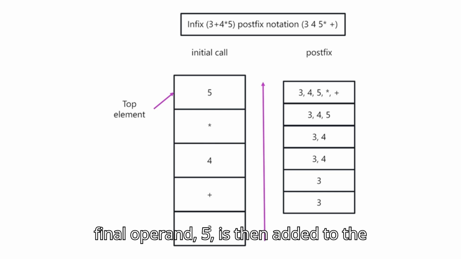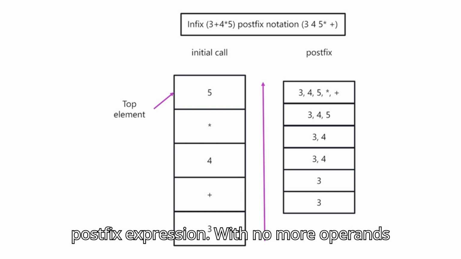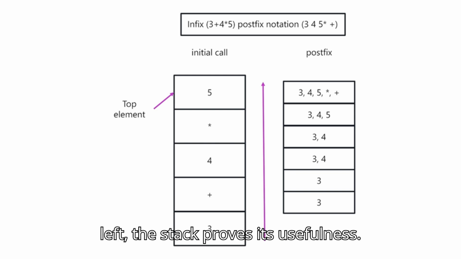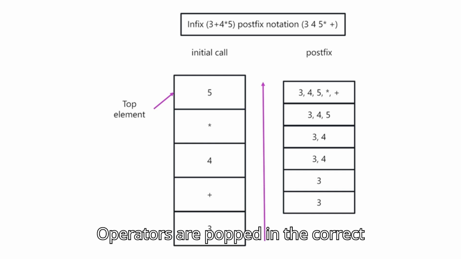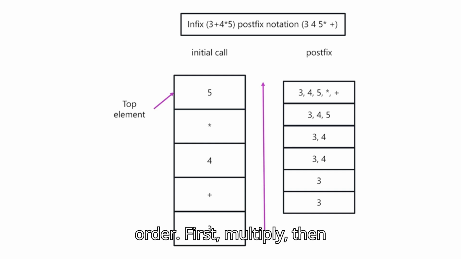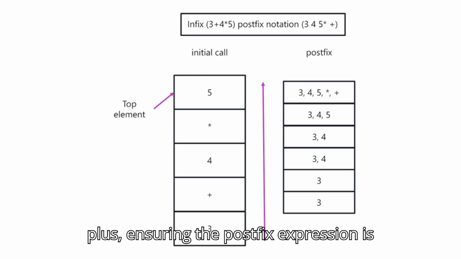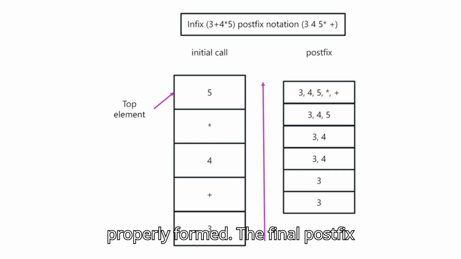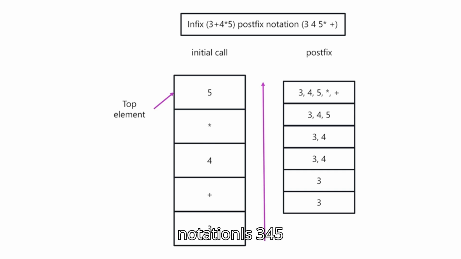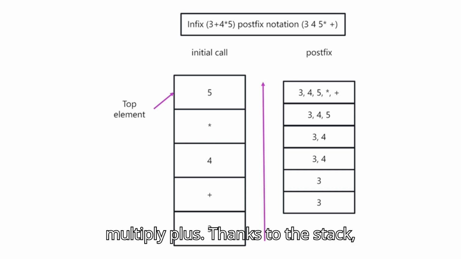The final operand, 5, is then added to the postfix expression. With no more operands left, the stack proves its usefulness. Operators are popped in the correct order. First, multiply, then plus, ensuring the postfix expression is properly formed. The final postfix notation is 3, 4, 5 multiply plus.